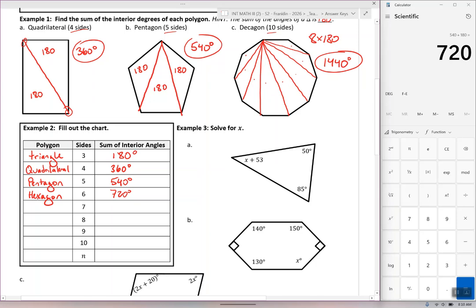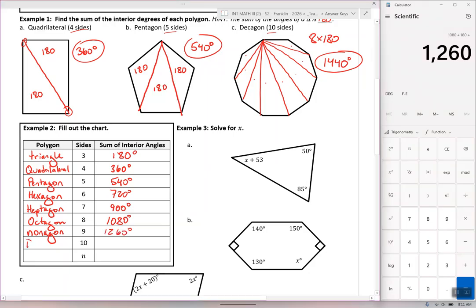For a heptagon, you might also hear that called a septagon. For 7-sided, add 180 to 720, 900 degrees. For an octagon, that's going to be 1080. For a nonagon, 9-sided, 1080 plus 180. Didn't want to get that wrong. It's 1260.